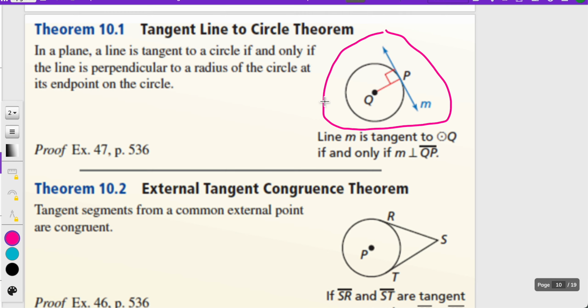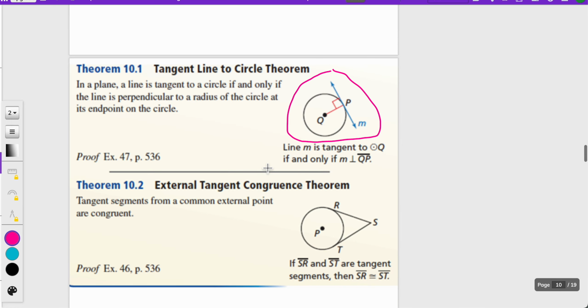And theorem 10.2 states about the external tangent congruence theorem. Tangent segments from a common external point are congruent. So if the common point is S, that means SR and ST would be congruent. Again, this would be a good picture to draw. I would even draw some tick marks for SR and ST. Okay?